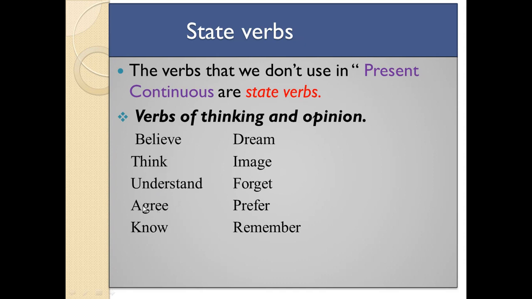No, they are also in the group of state verbs, so you cannot use them in present continuous as well. Like the word dream, I am dreaming about you, like I was dreaming about you. No, you cannot say like this. You have to say I dream about you, I dream about my teacher, I dream about my student. You can say this, but you cannot say I am dreaming about you or I am dreaming about something. Imagine, forget, prefer, remember. All the verbs here, you cannot use in present continuous form.